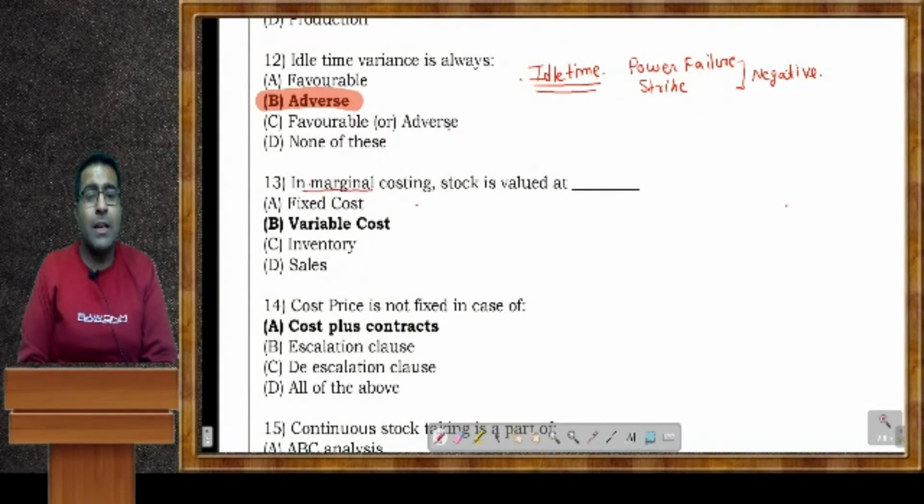In marginal costing, stock is always valued at... We just discussed that. If we sell high, then variable cost is high, because it totally depends upon the sales. How much stock we are going to sell depends upon the variable cost.